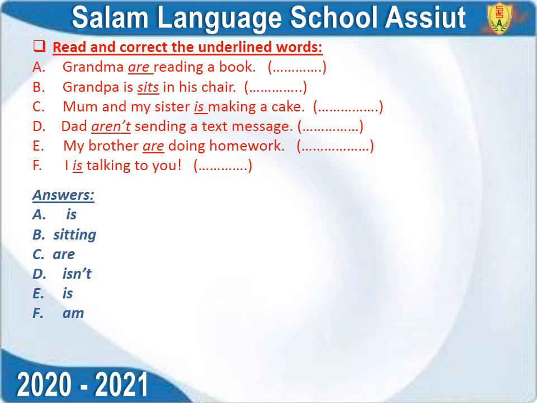Letter E, my brother are doing homework. The correct answer here is my brother is doing. Letter F, I is talking to you. The correct answer here is I am talking to you.